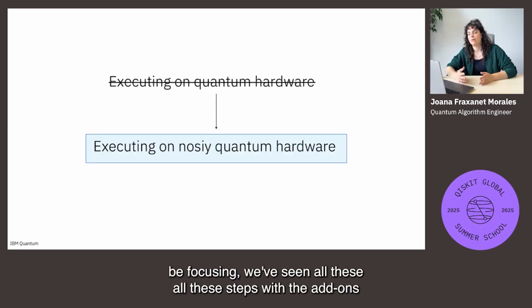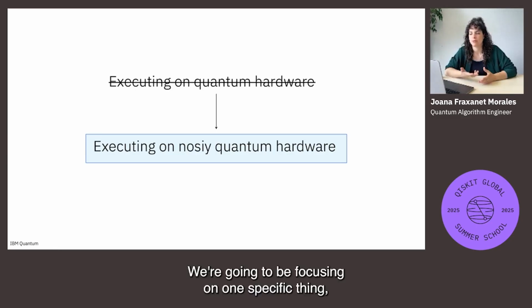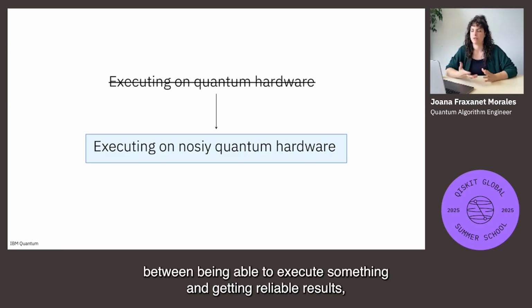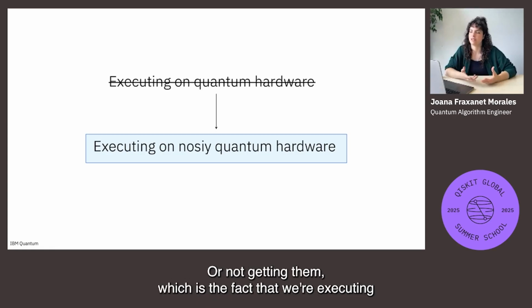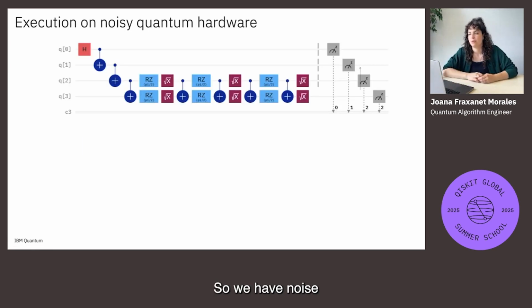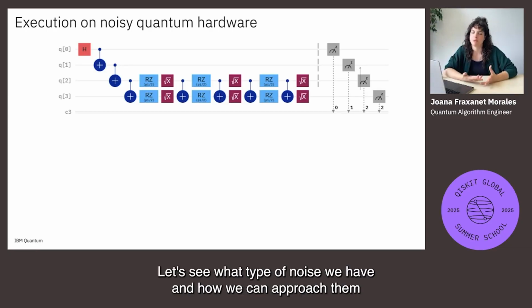So now we've seen all these steps with the Qiskit add-ons and also the Qiskit patterns and the different tools that are available. We're going to be focusing on one specific thing, which I believe is the most important, and in some cases it becomes the difference between being able to execute something and getting reliable results and not getting them, which is the fact that we're executing on noisy quantum hardware. So we have noise in our devices, and we have different types of noise. Let's see what type of noise we have and how we can approach them.